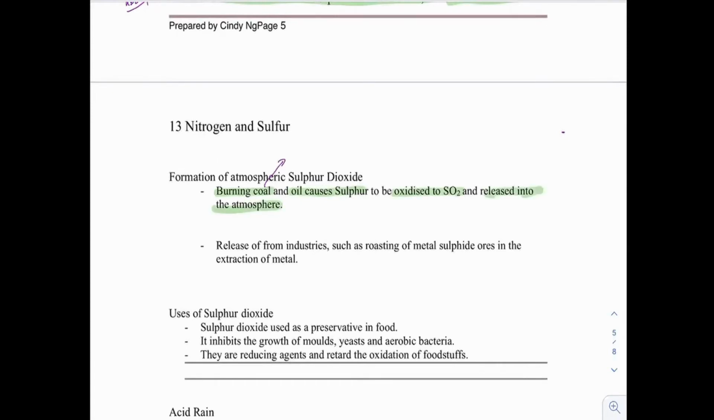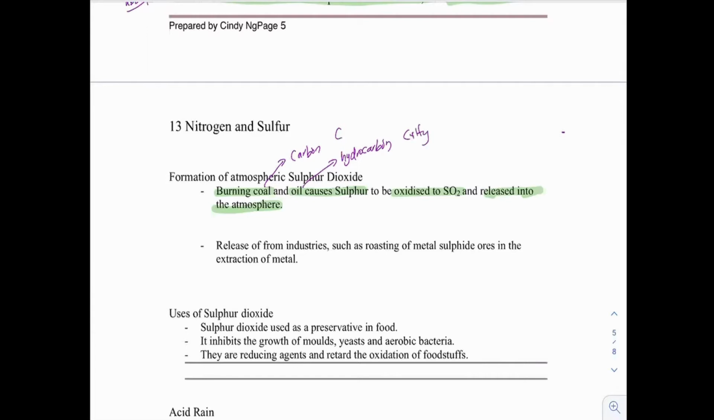Can you remember what is coal? Coal means charcoal or carbon. What is oil? Oil means hydrocarbon. Did you see any sulfur in this? This is hydrocarbon, this is CxHy. Did you see any sulfur?